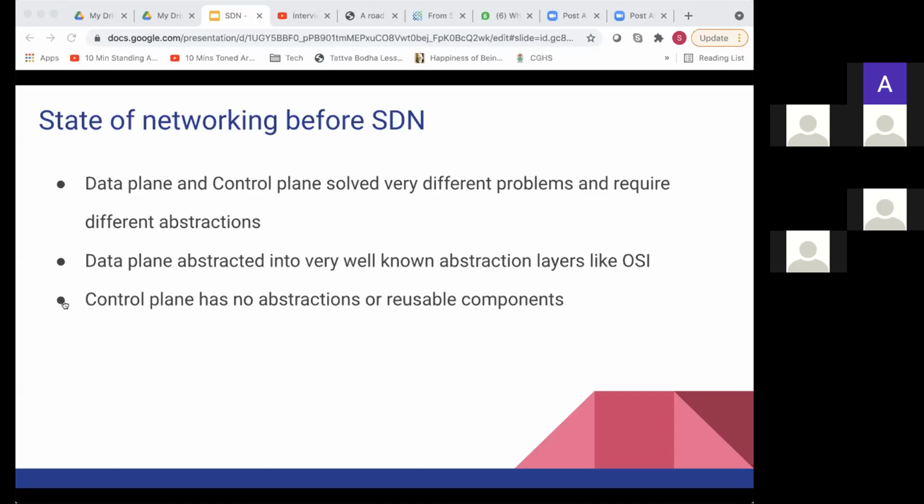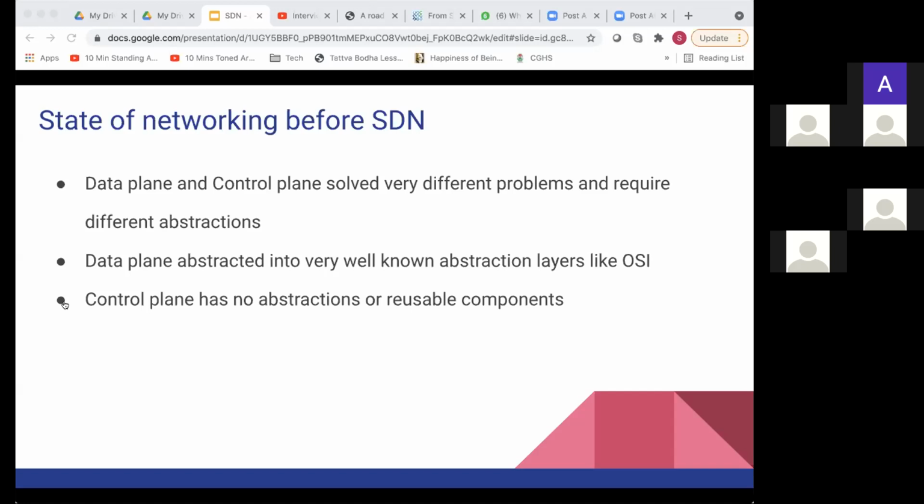However, the control plane didn't have any such thing, right? We talked about what the control plane does. The control plane had a lot of routing protocols, and each of those routing protocols has its own set of goals and what it needs to accomplish. So it wasn't layered by any means, right?